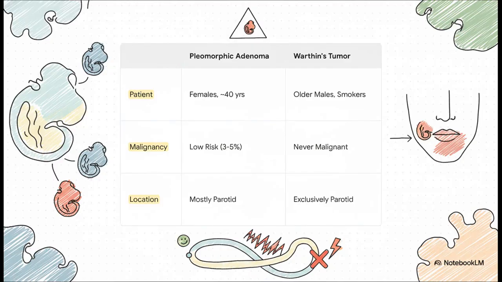So let's put these two side by side. It really makes the differences pop. Your typical patient for a pleomorphic adenoma is a woman around 40. For a Warthin's tumor, an older man who smokes. And here's the absolute biggest difference, malignant risk.